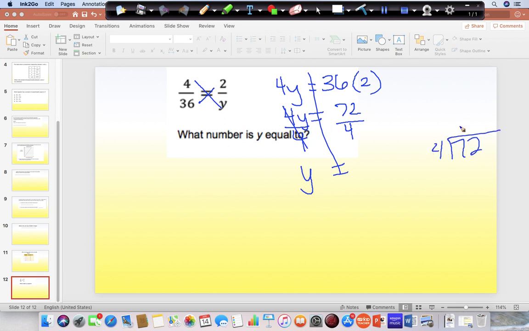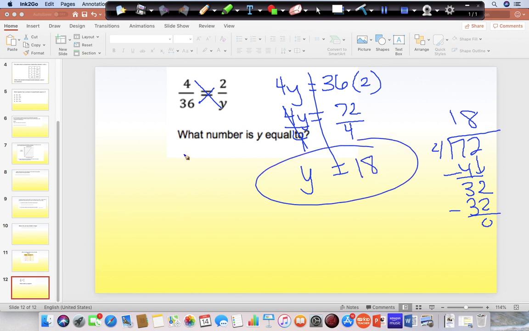4 goes into 72. 4 goes into 7 one time. We have 3 left over. Bring down our 2. 4 goes into 32 8 times. 8 times 4 is 32. I don't have my calculator readily available right now. Otherwise, I used my calculator. Okay, in this particular problem, our answer is just going to be that 18 because it is just asking us what number our y is equal to. It did not ask us for a unit rate. It did not ask us for a proportion. It did not ask us for anything other than the number that is equal to y.